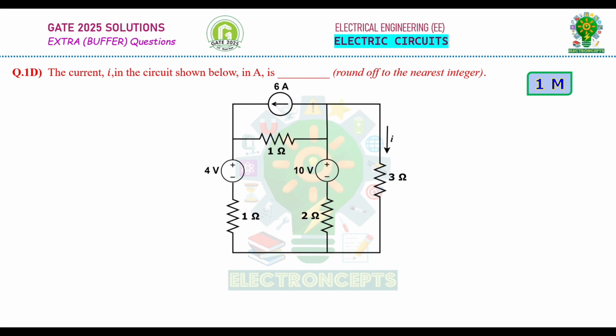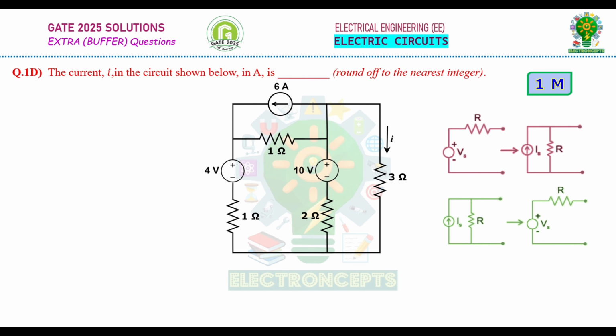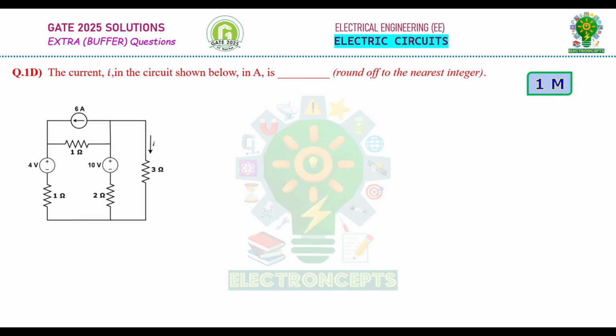Question number 1D. This is a GATE 1 mark question. We need to calculate the current I in the circuit shown. To solve this question, one may directly apply mesh analysis or nodal analysis, which makes the problem complex. To make this problem easier, let us first reduce the given circuit by using source transformation techniques. Now let us solve this using the source transformation technique.